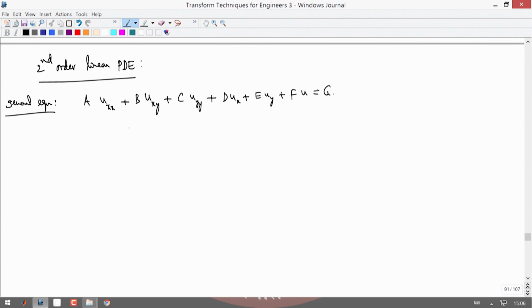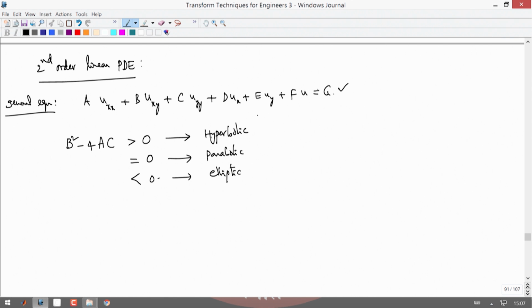If you classify it based on b squared minus 4ac, either it is positive, equal to 0, or negative. Depending on this you classify the equation, motivated by the conics. If this is positive, you call them hyperbolic type, if it is zero it is parabolic, and if negative it is elliptic.